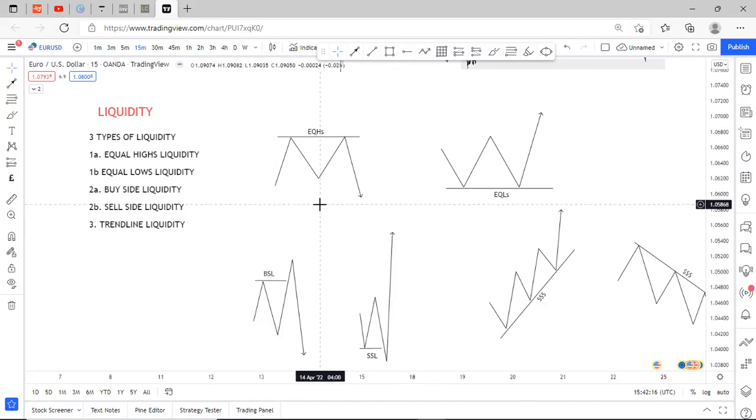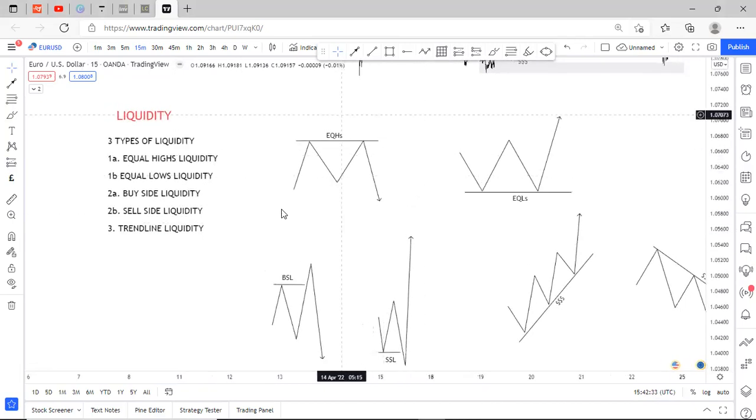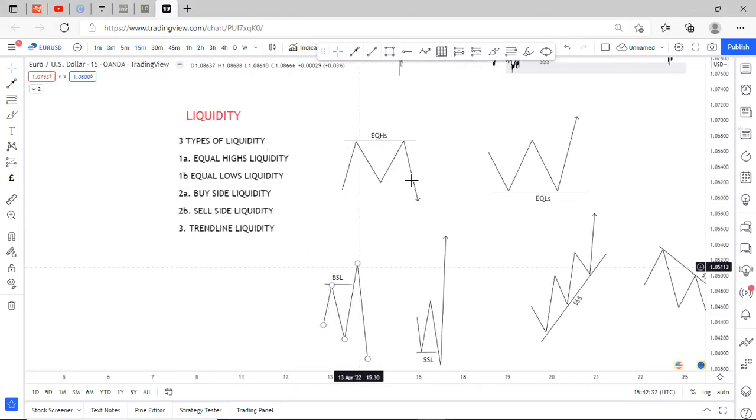Okay, so we have three types of liquidity in the forex market. We have the equal highs liquidity and the equal lows liquidity. We have the buy side liquidity and the sell side liquidity, and finally we have the trend line liquidity. Okay, so here I have a graphical representation of all these types of liquidity.